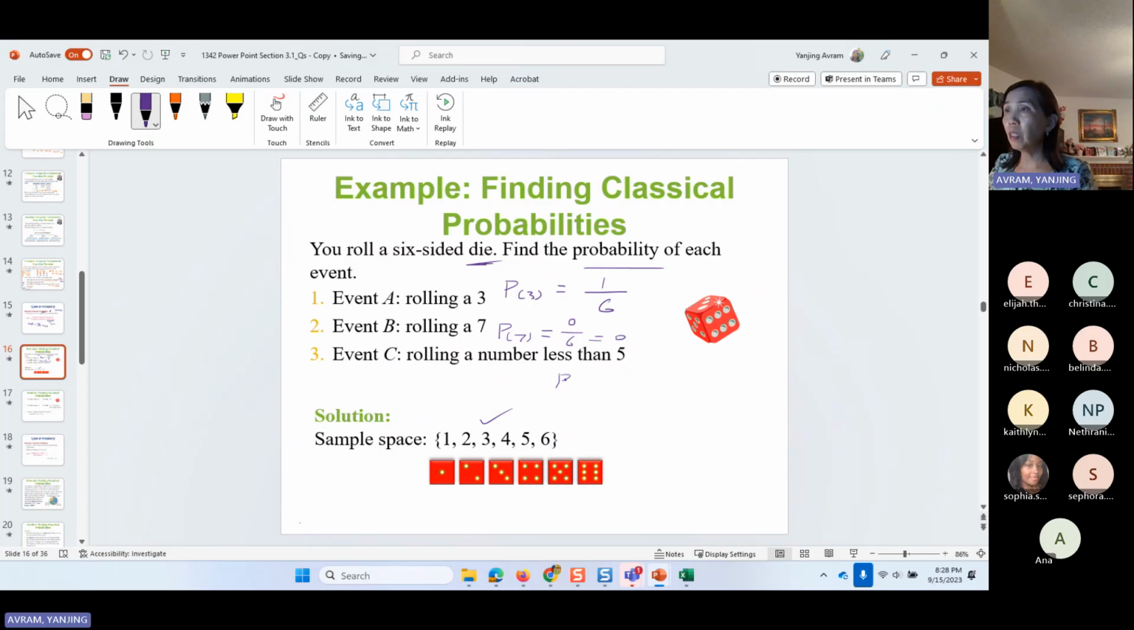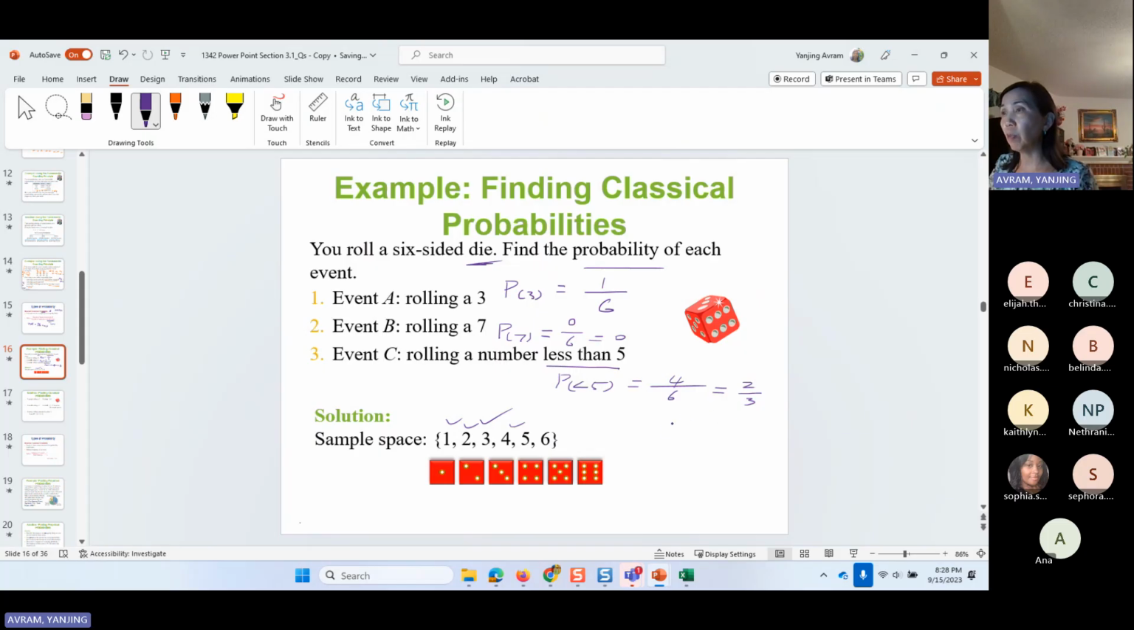Probability of landing a number that is less than 5. Less than 5 doesn't include 5, right? This is not less than or equal to; it's less than 5, with no equal sign. So you have 1, 2, 3, and 4. That's 4 out of 6. But you cannot type 4 out of 6 into the computer in the math program. You have to simplify, so this is going to simplify into 2 over 3.